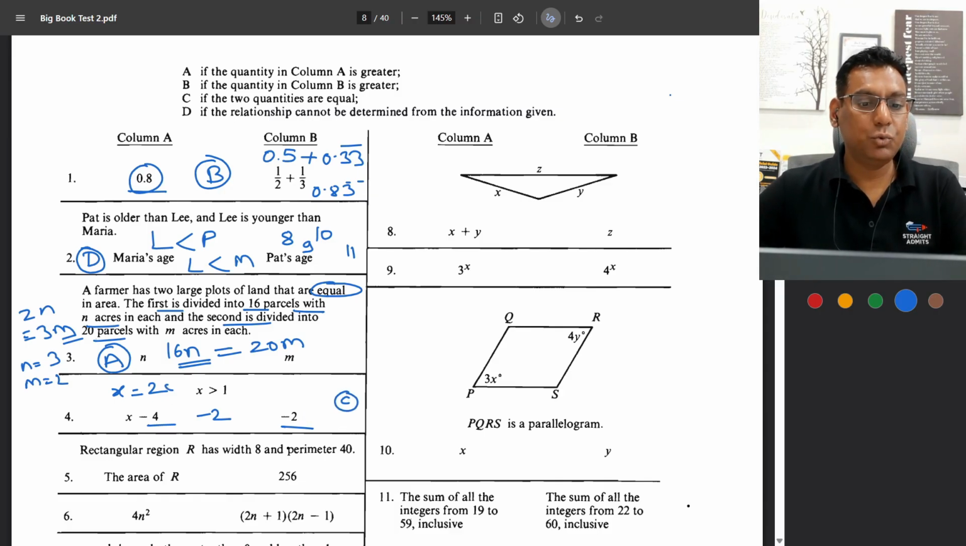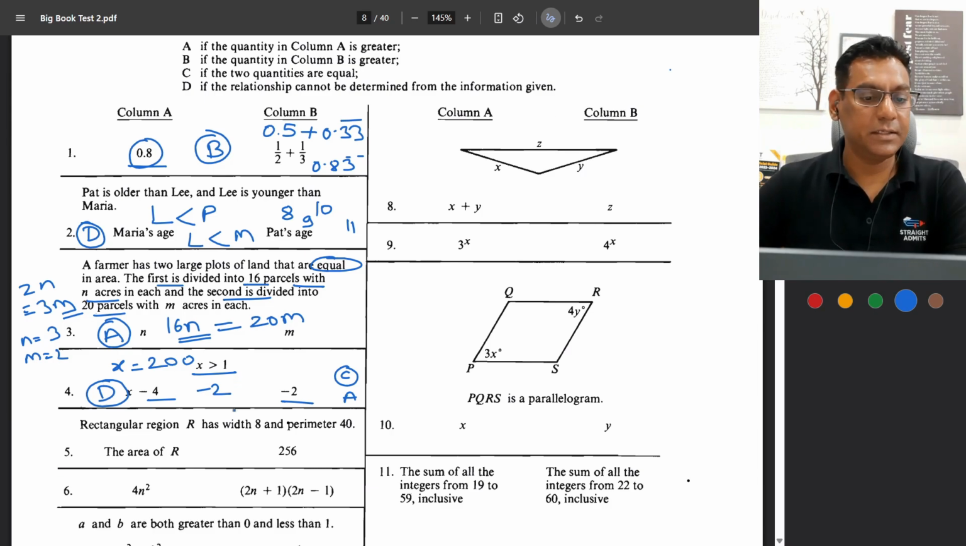But what if x is 200? Correct? There is no cap on x. It just has to be greater than 1. If x is 200, obviously x minus 4 is going to be 196, which is much bigger than minus 2. In that case, the answer would be A. We are not getting any consistent case. That means the answer is D. Always think of different cases.